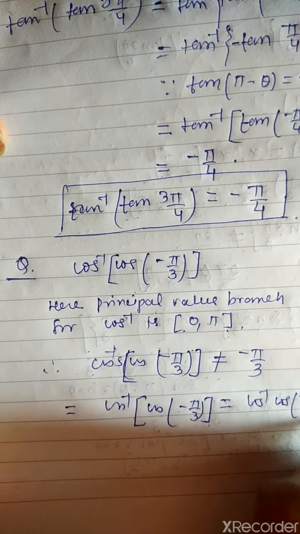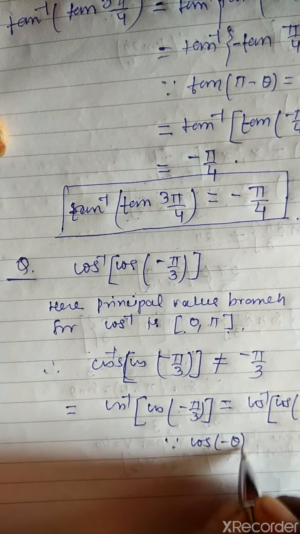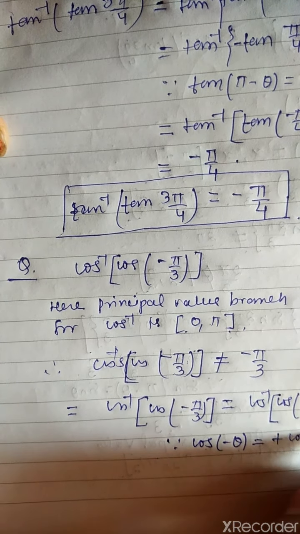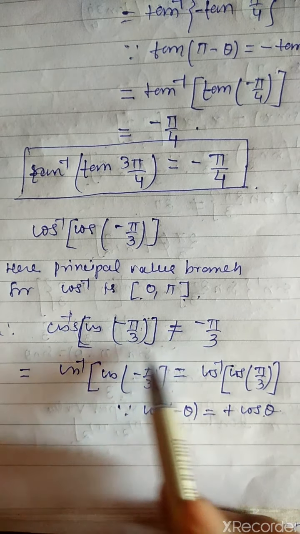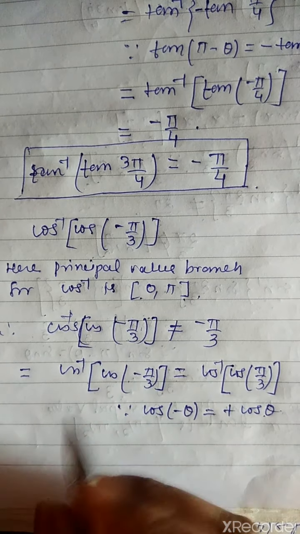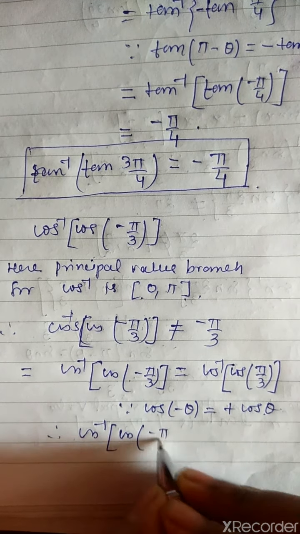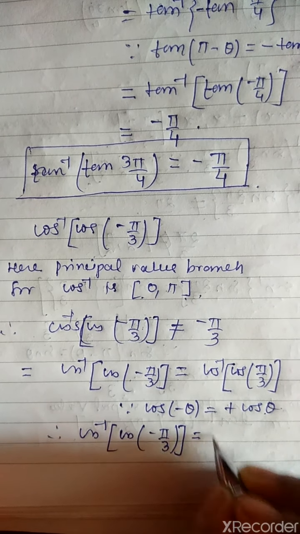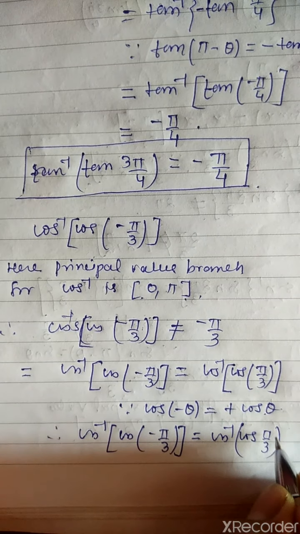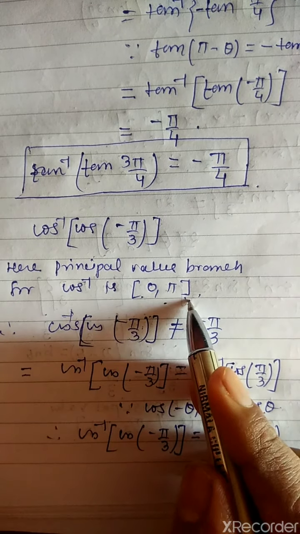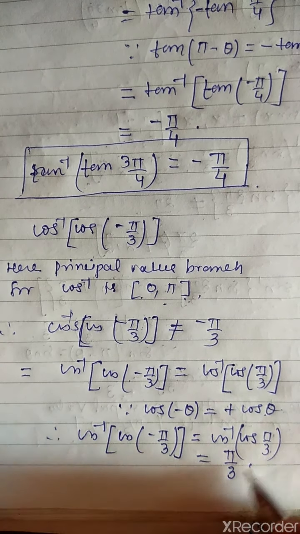Why have we written it like this? Because cos of minus theta is plus cos theta. So if we do this, there is no change in the value. Therefore cos inverse cos minus pi by 3 is equal to cos inverse cos pi by 3, and since pi by 3 lies in the range 0 to pi, this value is equal to pi by 3. So here is the answer.